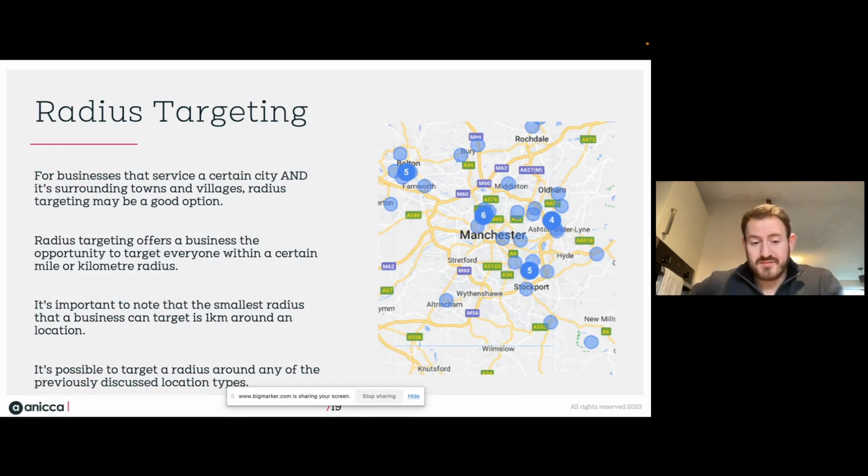It is possible to target a radius, like I say, around any of the previously discussed location types. So yeah, around a country, around a city, around a postcode. And you can do this in kilometers, or you could also do this in miles as well. That's entirely dependent on the needs of your business.